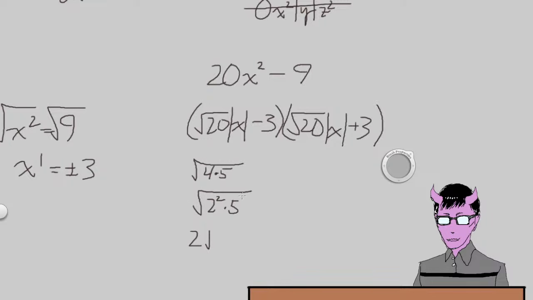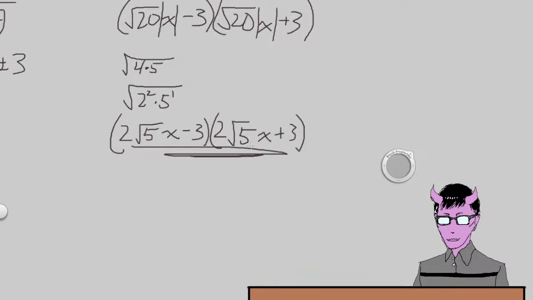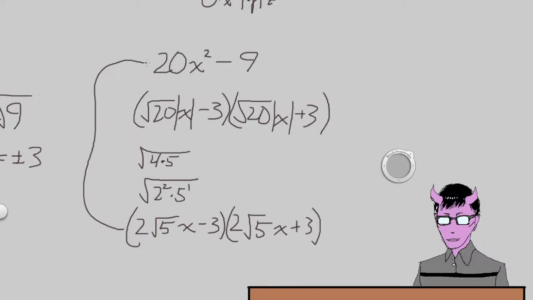Then the 5 here has exponent 1. 1 divided by 2 is not a whole number, so we leave the 5 inside the radical. Like that. Copy paste the x without absolute value signs. Minus 3. This is factor number 1. And then factor number 2, we're going to do the exact same thing to this root 20. It's going to be 2 root 5. Copy paste the x plus 3. Close parentheses correctly, and this is fully factored form for the start of the problem right here.